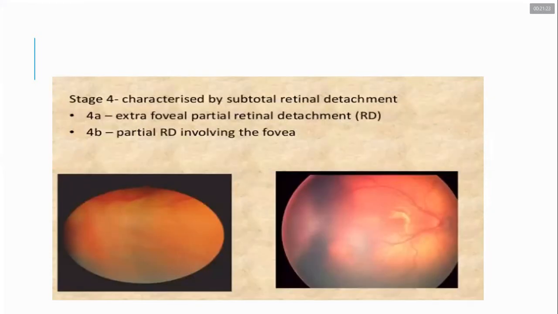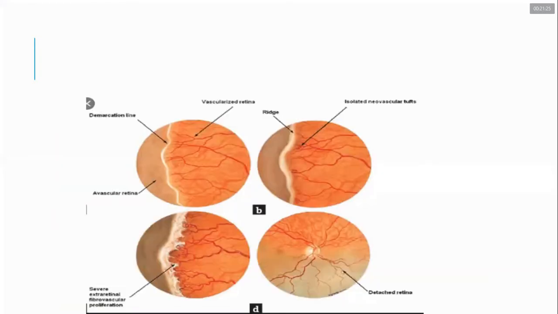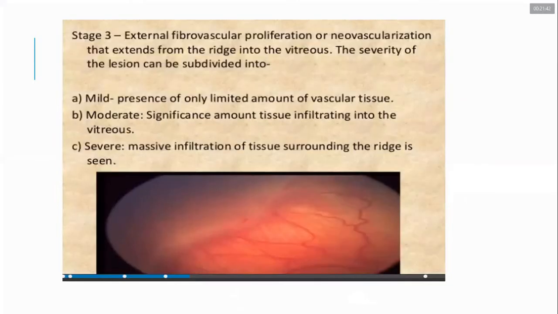So now let's revise the stages. In stage 1, just a demarcation line is seen. In stage 2, the ridge formation. In stage 3, the fibrovascular proliferation with new vessel extension into the vitreous. In stage 4, there is a subtotal retinal detachment. And in stage 5, there is a total retinal detachment.